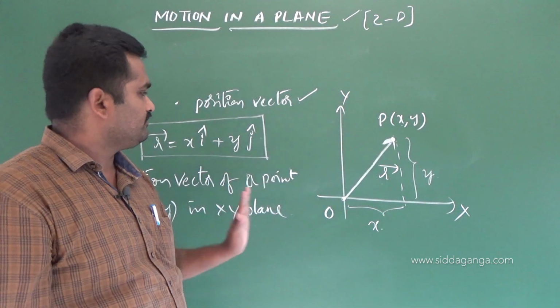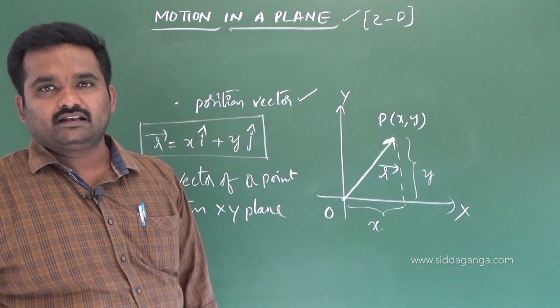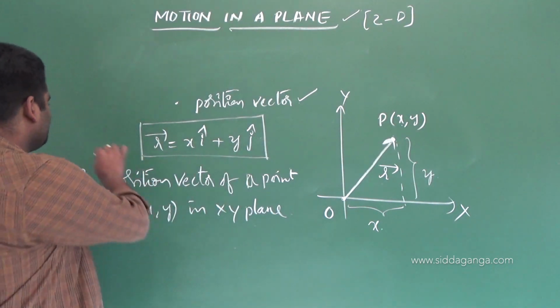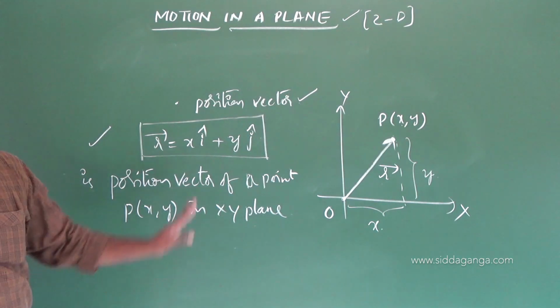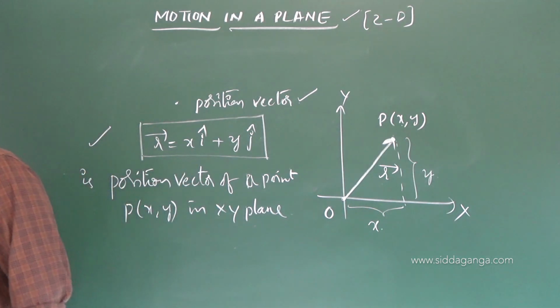So that's how we need to define the position vector of the particle. I hope you got this. This is how you need to write the position vector. Let me also give some examples.